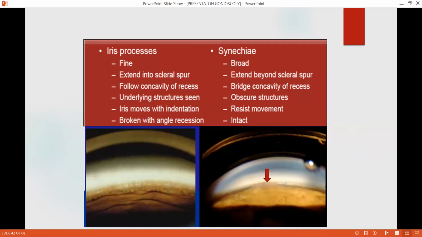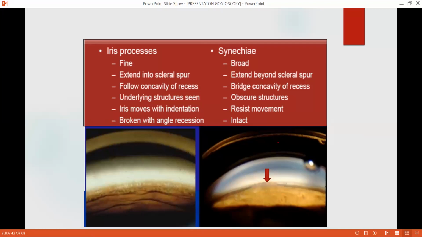And with indentation, this iris process can be seen moving, and they can be broken in cases of angle recession. While the synechia, the peripheral anterior synechia, are broad-based, as shown in the second photograph. The red arrow indicates the peripheral anterior synechia, and they extend beyond the scleral spur. So whatever structure extends beyond the scleral spur is abnormal in the angle.